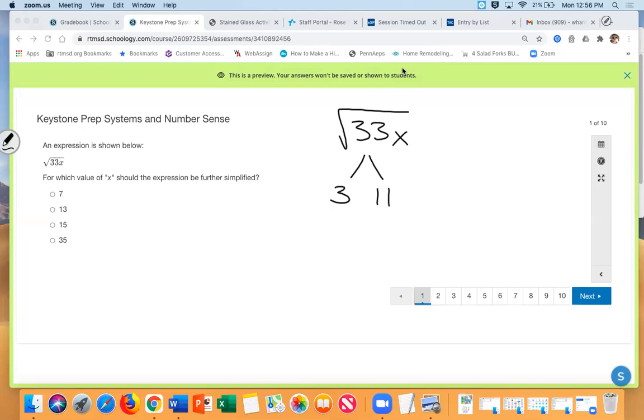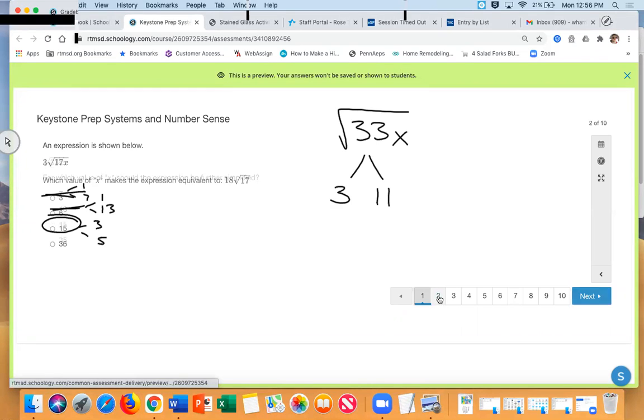Yeah. So Marcus, let's look at these numbers: 7, 13, 15, 35. The factors of 7 are 1 and 7, right? That's not 3 and 11, is it? So my answer is not 7. 13, maybe? Factors of 13 are 1 and 13. Not it, right? 15. Two numbers that go into 15: 3 and 5. Oh, wait. There's my pair of 3s. That 3 and that 3 would pair up and get pulled out. So my answer would be 15 because I could further simplify it.